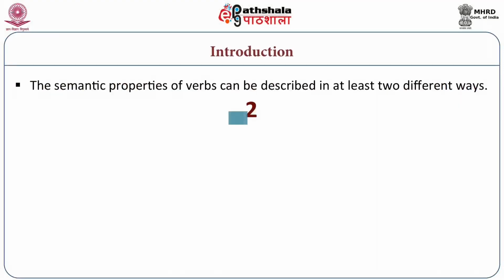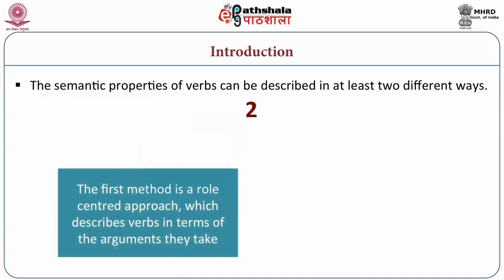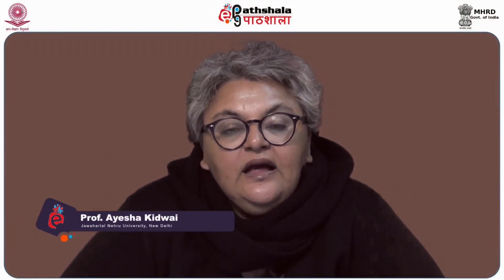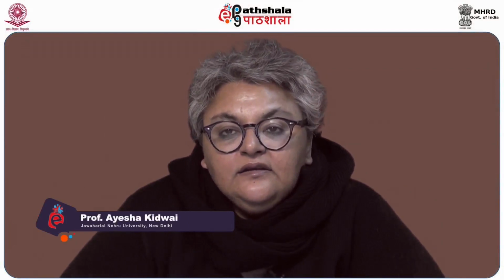The semantic property of verbs can be defined in at least two different ways. The first method is a role-centered approach, which describes the verbs in terms of the arguments they take, and the second focuses on the aspectual class of the verb or the verb phrase, that is, in terms of the time course of the event the verb describes. We shall explore both these approaches in this unit, and as an indicator of how important the aspectual class information is, we will look at Metholone directional affixes.